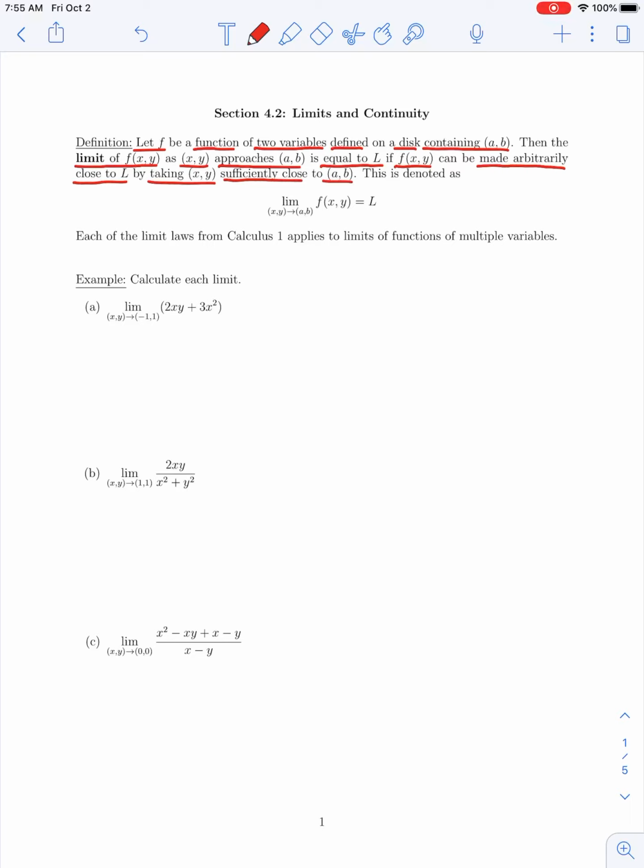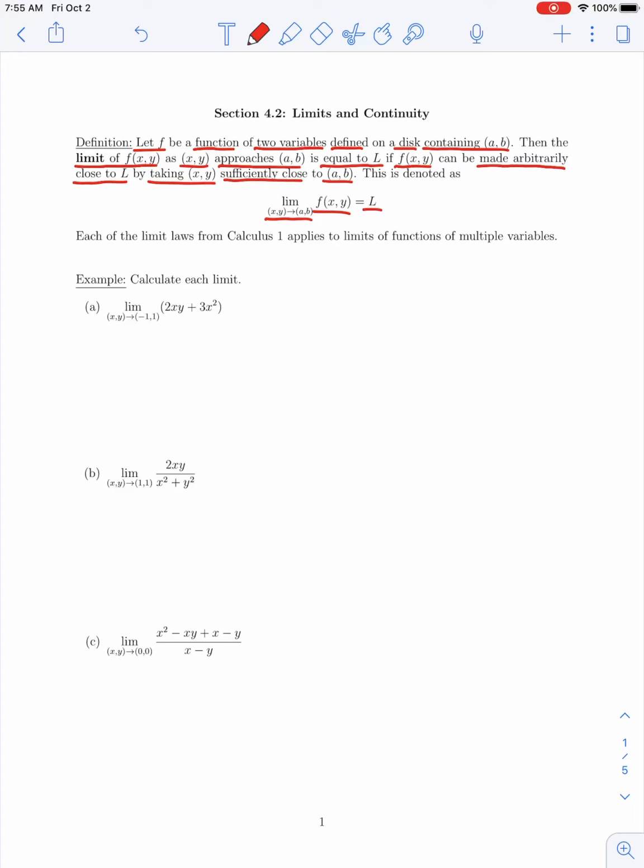So just like we would have for the limit of a single variable function, if we can make the value of our function as close as we want to some number L by choosing points sufficiently close to some specific point (a, b), we say that the limit of that function as (x, y) approaches the point (a, b) is equal to L. And it's denoted in a very similar way to limits of single variable functions.